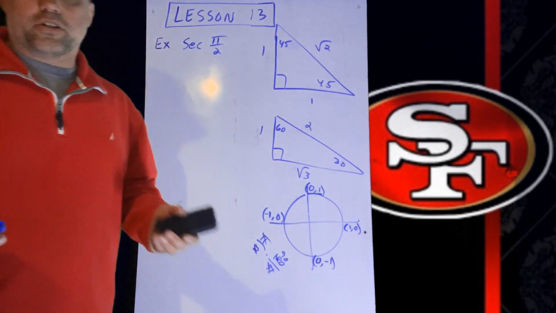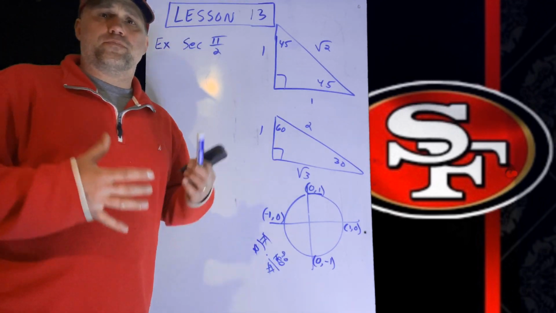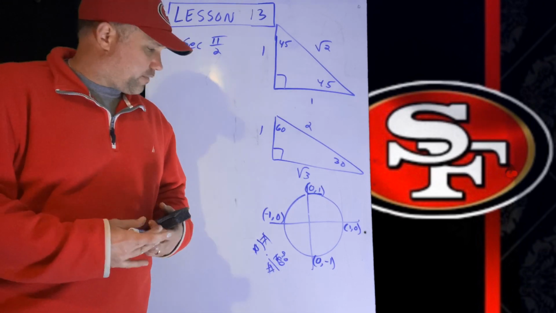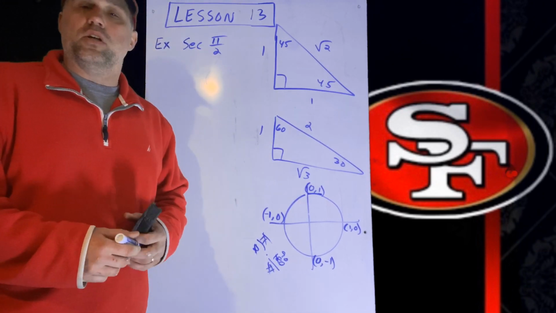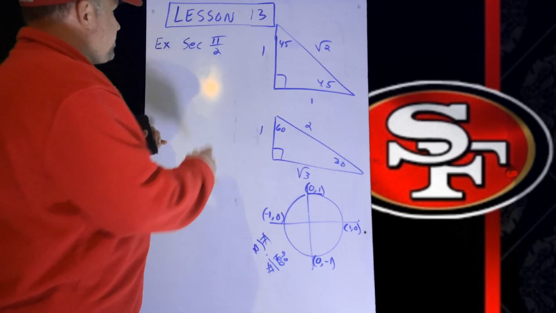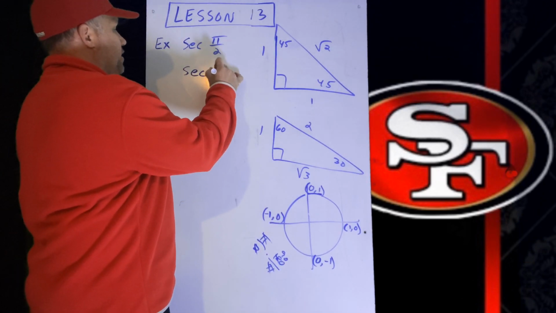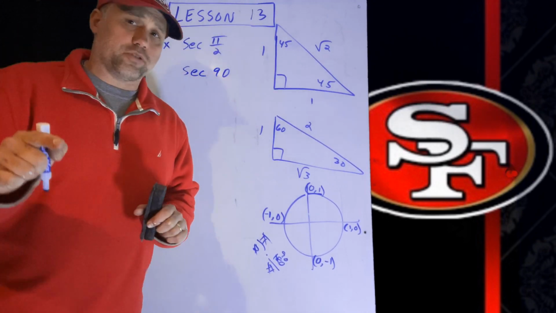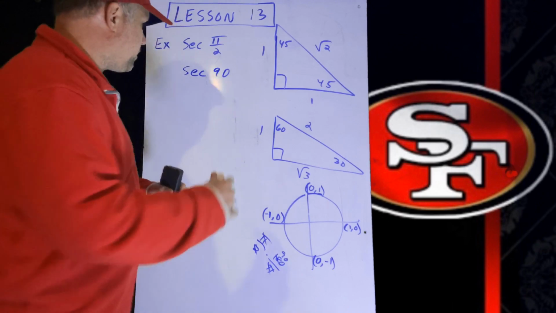All right, so next I'm going to do the secant of pi over 2. We already figured out what pi over 2 is in degrees. I'm not going to redo that again. I have the work still on the board here, didn't erase it. But we all know that pi over 2 is 90 at this point. So secant pi over 2 is the same as the secant of 90. Secant is reciprocal with cosine. So I've got to find the cosine of 90.